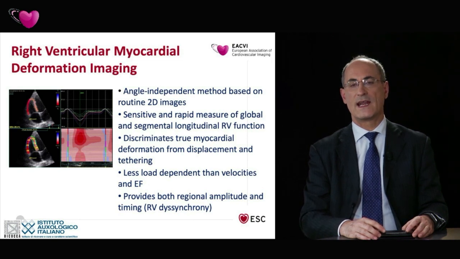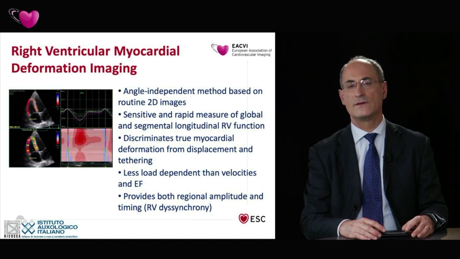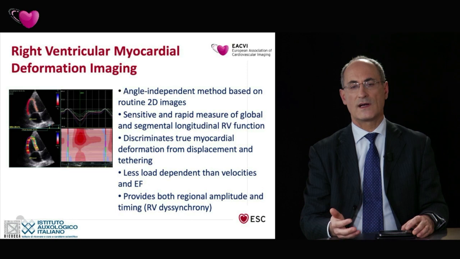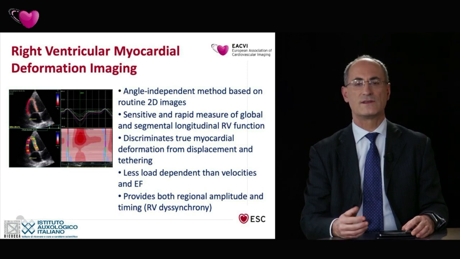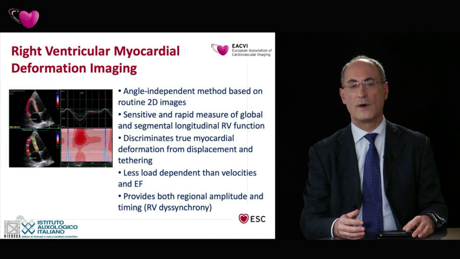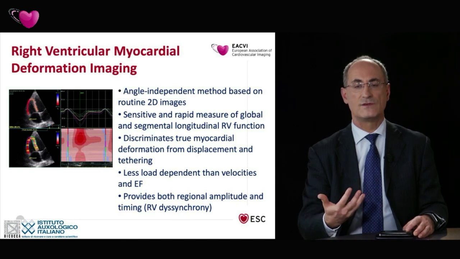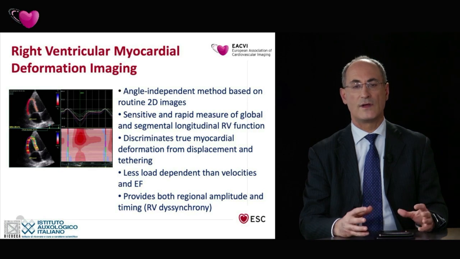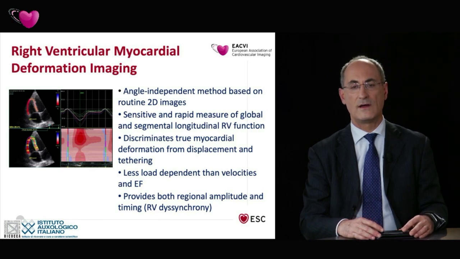First of all, it is an angle-independent method that is based on routine grayscale 2D images. That means that we have overcome all the limitations of the strain derived by tissue velocity imaging, and we can use routinely acquired grayscale images to quantitate right ventricular function. It's a very sensitive and very fast measurement of both global and segmental longitudinal right ventricular function, and we know that longitudinal function is one of the main determinants of the overall pump function of the right ventricle.